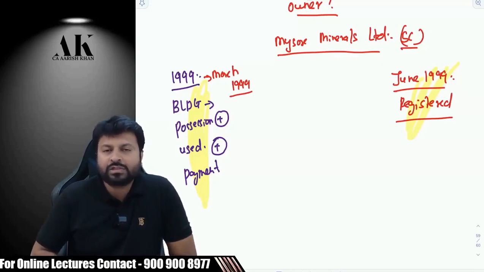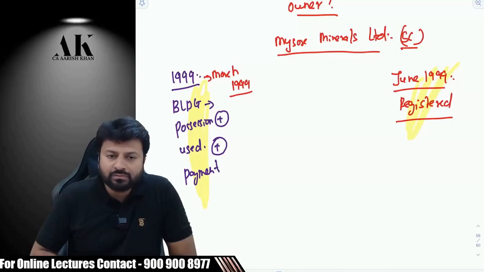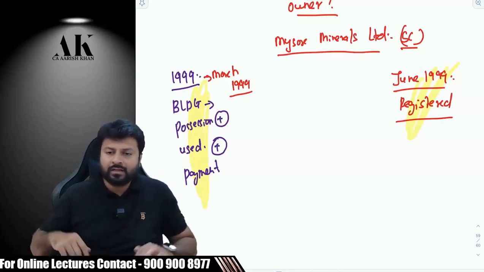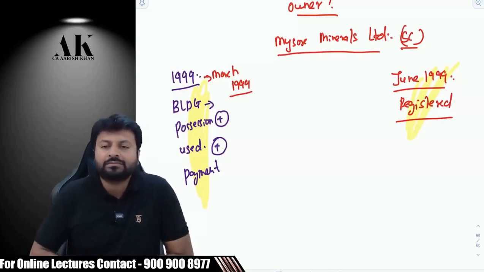Now I have a question to all of you. What do you all feel? When should the depreciation be allowed? Should it be allowed in March 1999, that is financial year 98-99, or in June 1999, that is financial year 99-2000? Unfortunately, the term owner is not defined under the income tax law. Please tell me.